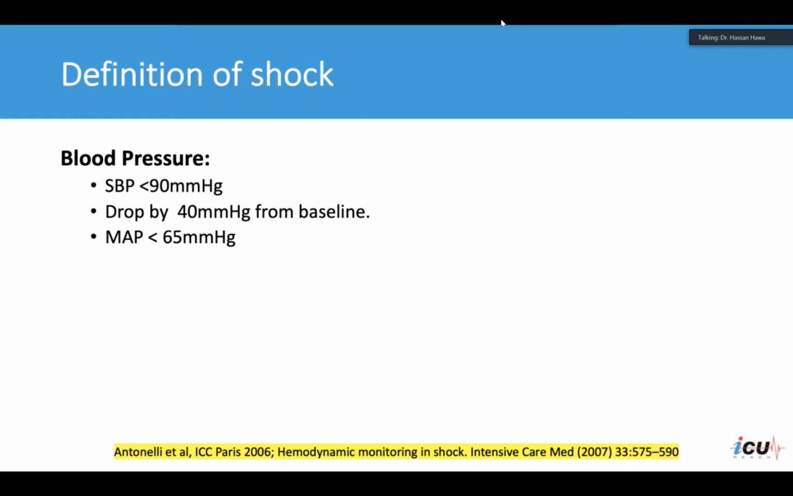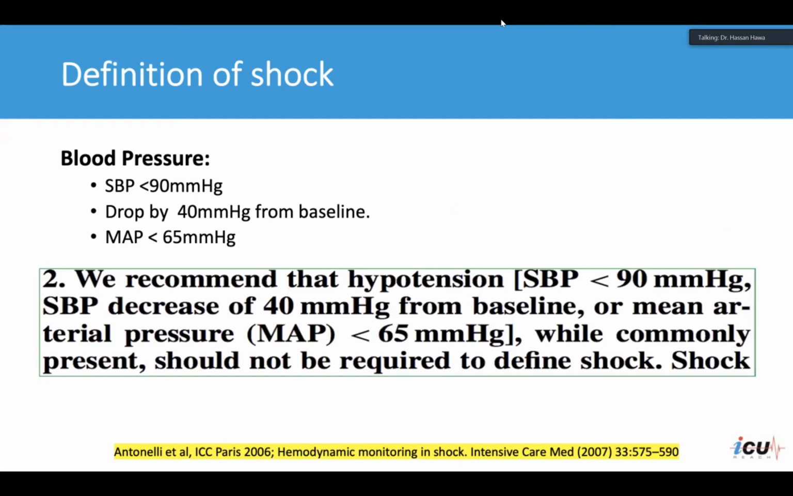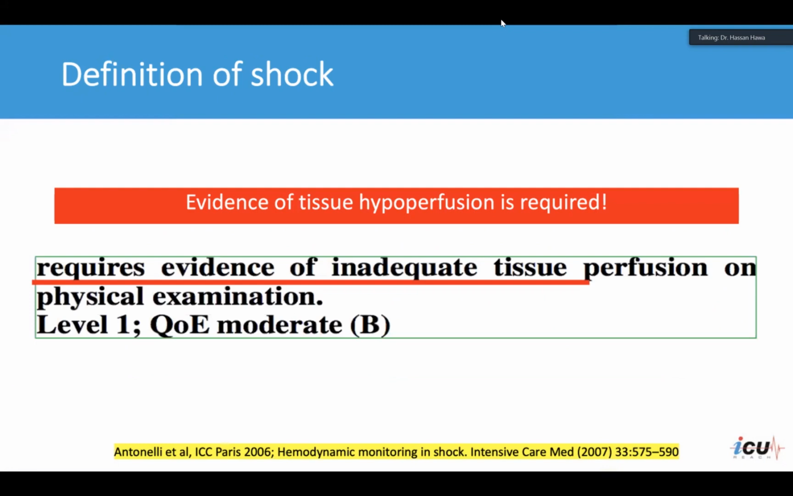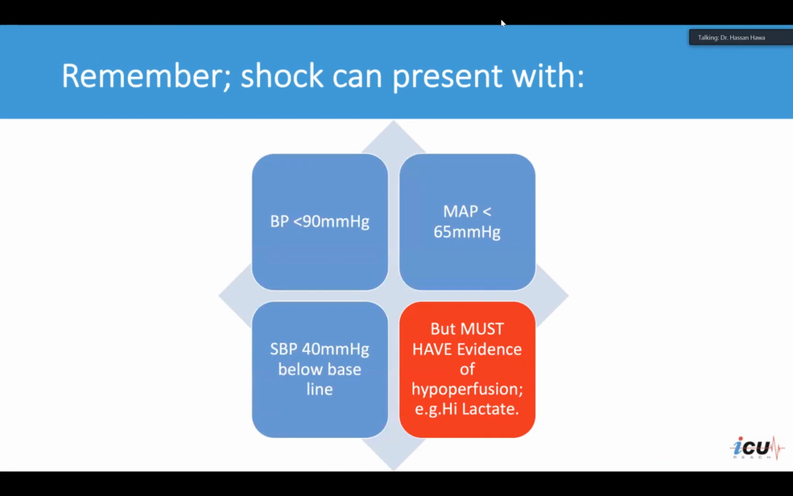Blood pressure can be less than 90 mmHg, or it can drop by 40 mmHg from baseline, or the MAP can be less than 65 mmHg. However, a patient might present without hypotension. The crucial thing is that evidence of tissue hypoperfusion is required to fulfill the definition of shock state.